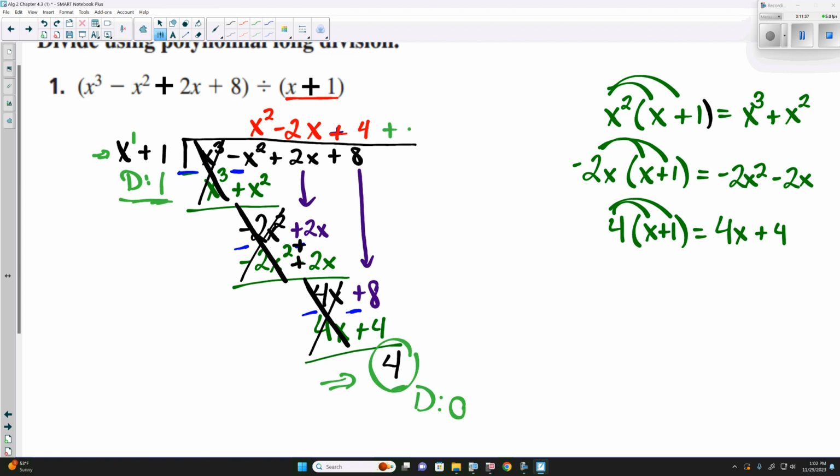Now, since it does have a remainder, we do have to add it back to it. Well, our remainder in this case was what? 4. It goes on top. And what we were dividing by was x plus 1, yes? It goes on bottom. And that is it. Questions on this here?